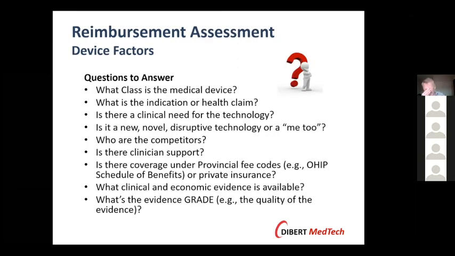So can I get into some of the details on an assessment? Under the assessment, I looked at device factors and also the landscape. So you need to answer questions such as these. What's the class of the medical device? What's the indication or the health claim? Every medical device that has a license has an indication and a health claim. So what does your device do to someone's health? What is your claim? Is there a need from a clinical perspective? Is it new, novel, or is it me too?